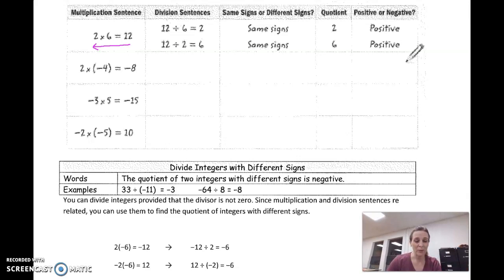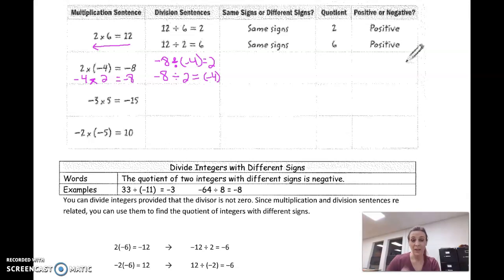So I'm going to go backwards here. I have 2 times negative 4 equals negative 8. So if I go backwards, I have negative 8 divided by negative 4. Sorry, my division signs don't look real great here. And that's going to equal 2. Now, remember I can change these around. So I could always say this is negative 4 times 2 equals negative 8. So if I write it backwards, I could say negative 8 divided by positive 2 equals negative 4.